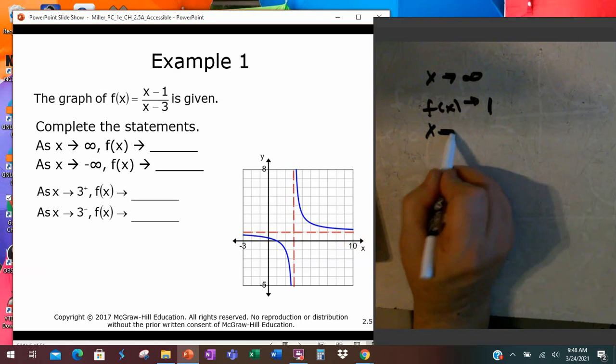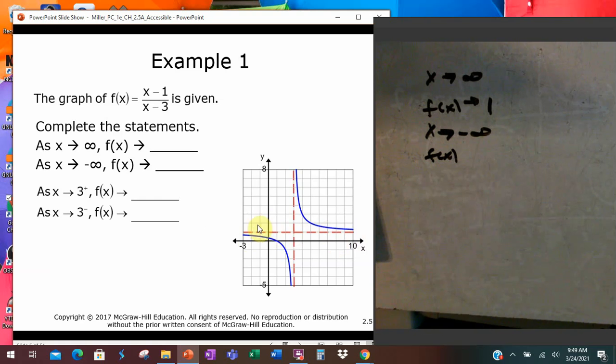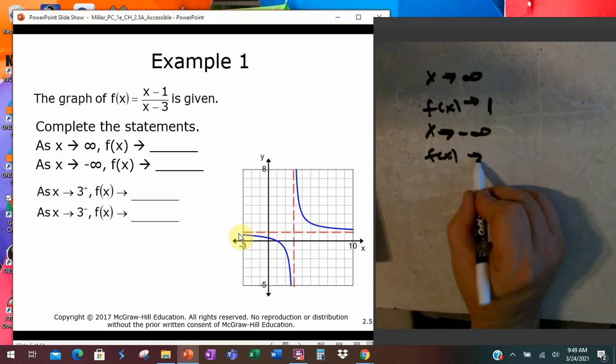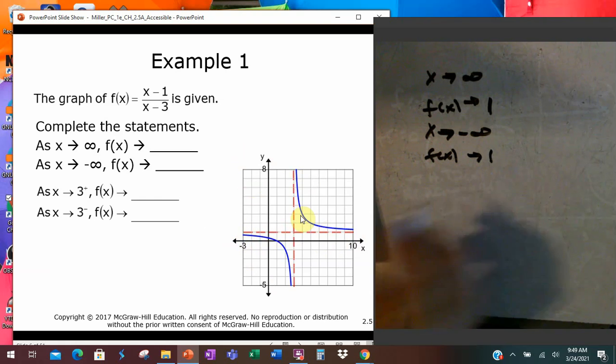As x goes to negative infinity, we're still getting f of x going to 1. It's just from the bottom side. Okay, and then it's asking you about that infinite behavior.